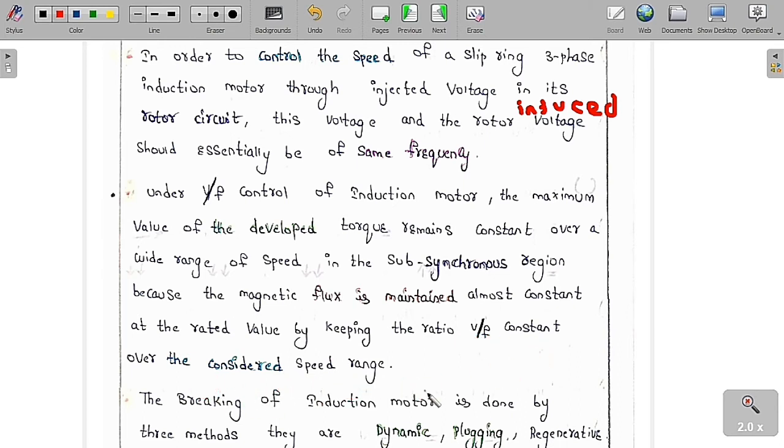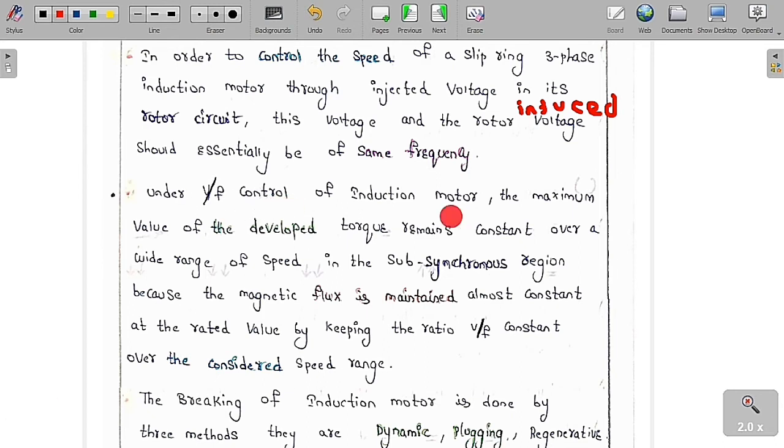I've already told you, whenever the V by F ratio is a constant, the maximum torque is always constant, because maximum torque is equal to 180 by 2 pi ns into E2 square by 2 into X2. As E2 is directly proportional to E1, E1 is directly proportional to V, and X2 is directly proportional to f, and ns is directly proportional to f. So finally, torque is directly proportional to V by f whole square. As V by f is a constant, so maximum torque is also constant. So this is the thing that you can easily analyze from this one.